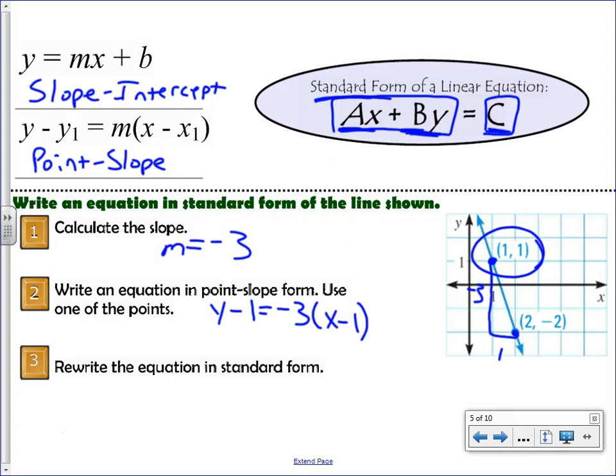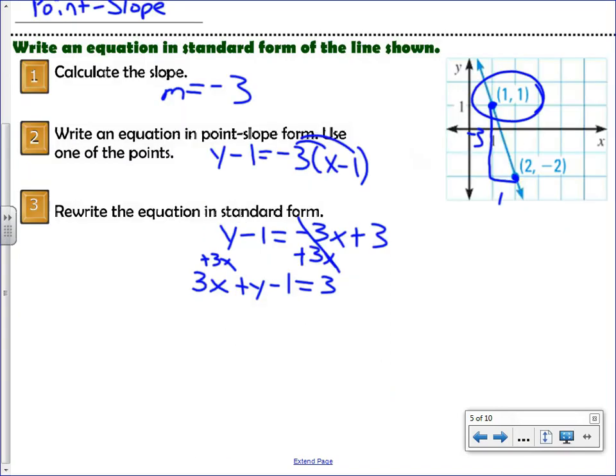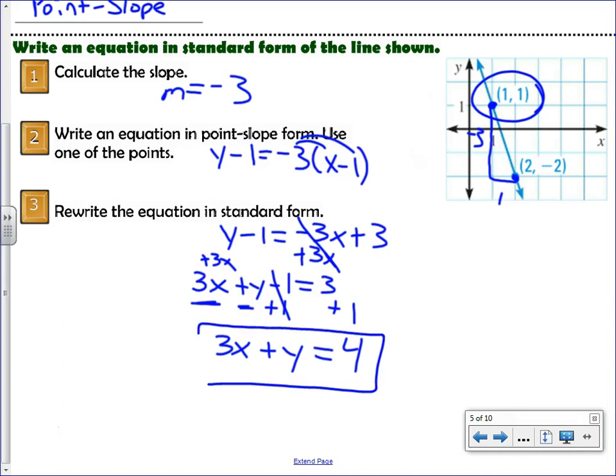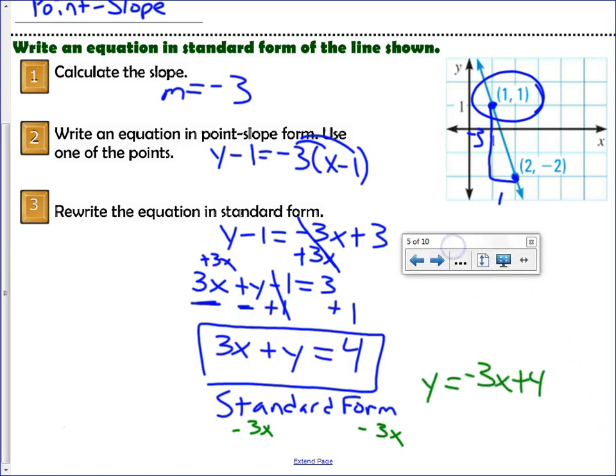Now, I just need to rewrite the equation into standard form so I can distribute. That gives me y minus 1 equals negative 3x plus 3. And now I got to get the x terms on one side, so I'll move the x terms to the left. So I'll add 3x to both sides. So I have positive 3x and a positive y minus 1 equals 3. And now I got to get the constant terms. Since I had the x term and the y term on the left side, I'll add 1 to both sides of the equation so that my x and y terms are alone and my constant terms are on the other side. So this would be back into standard form. If I wanted, I could get it in slope intercept by just subtracting 3x from both sides. And I'd be left with y equals negative 3x and a positive 4, and that would be slope intercept.